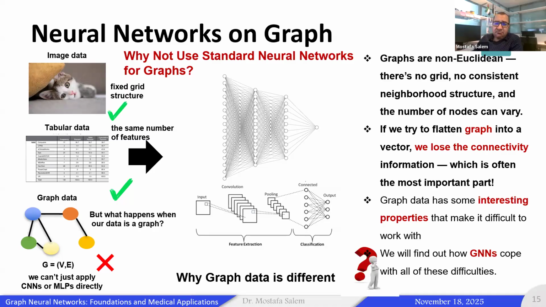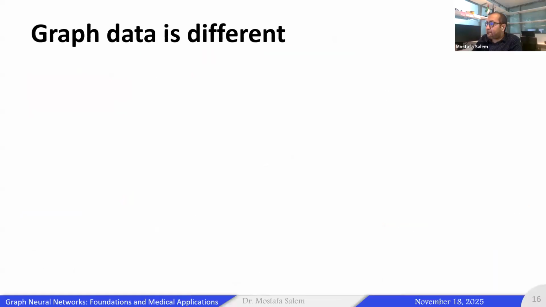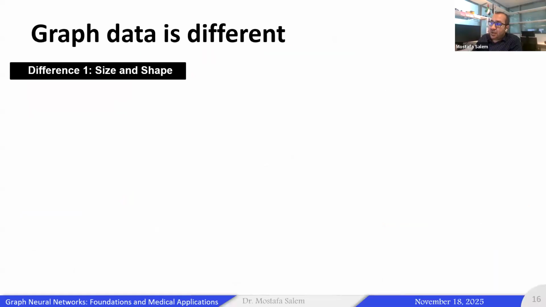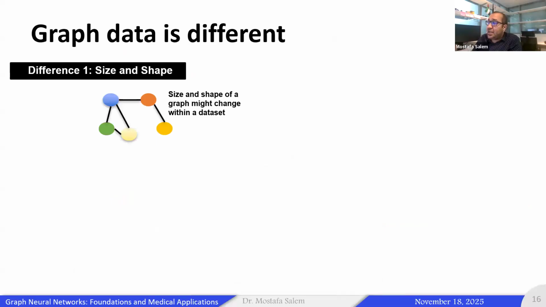So why is graph data different? Why is graph data different, and why can't I apply MLP and CNN directly on the graph data? First, size and shape. If I have a graph, the size and shape of a graph might change within a data set. If I have a molecule, this molecule may have a different number of atoms, so I will have a different number of nodes for each graph. So the number of nodes in each graph in a data set is not fixed.